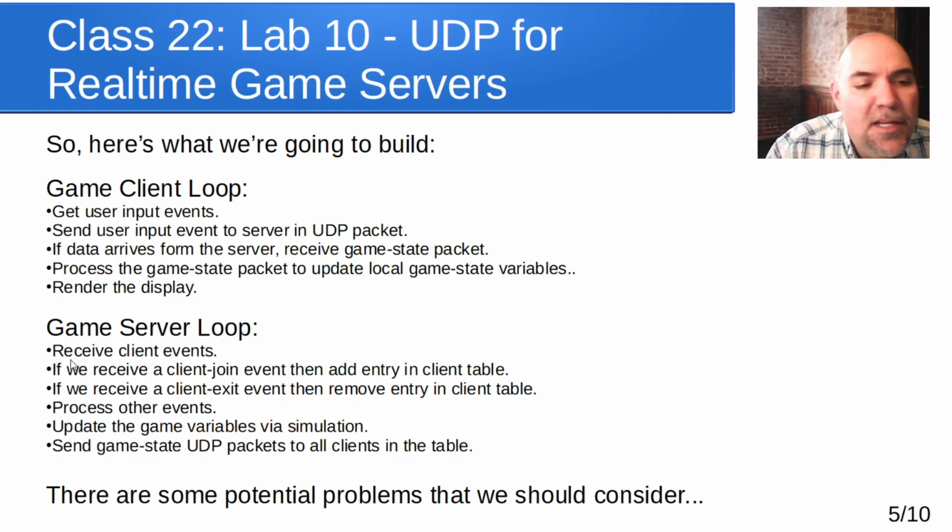On the server side, we're going to receive events, any event that's pending from all the clients. If it's a client joined event, we add an entry to our table. If it's a client exit event, we remove them from the table. If it's another event, then we update the game state based on that event and execute the simulation of the game, and then get the new game state. Send that out to all clients in the table.